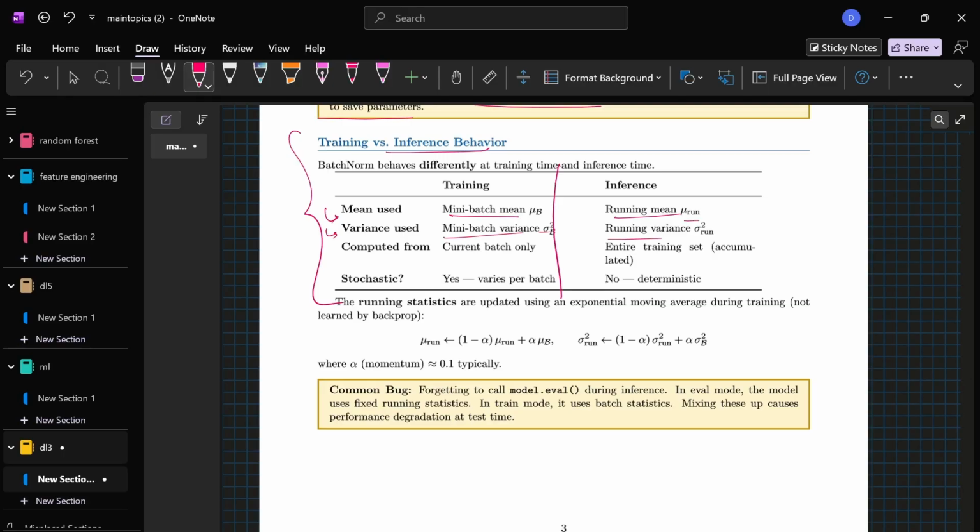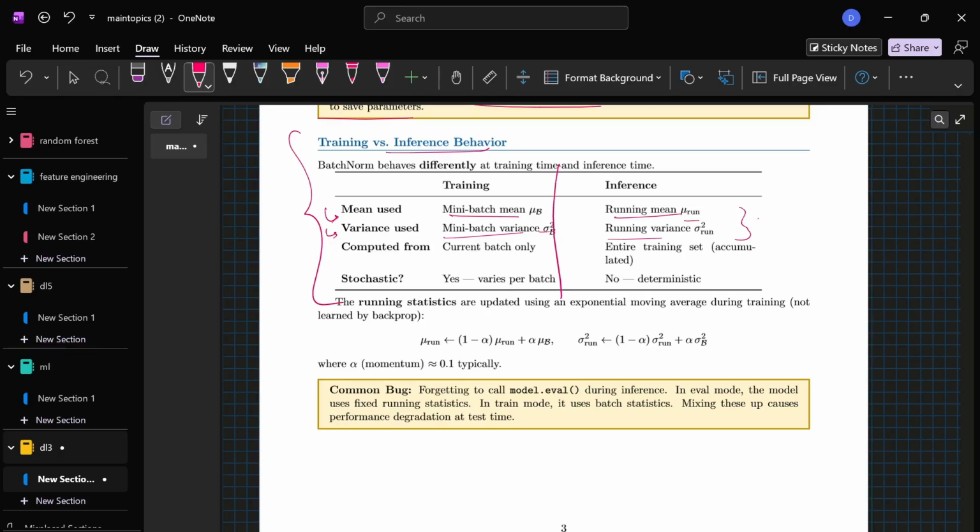Okay, so during training, batch normalization also keeps a running average of the mean and variance it has seen across all the batches. It updates this running average using a formula called exponential moving average. Basically, it slowly accumulates the overall statistics of your training data. At the time of inference, it uses these fixed running statistics instead of the batch statistics. This makes inference deterministic.